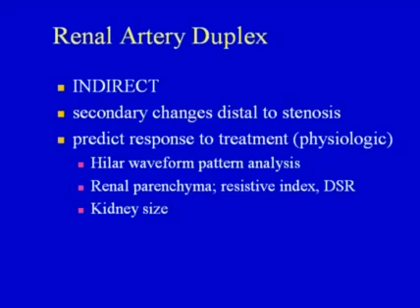Patients have been treated for renal vascular hypertension, and although they've improved the vessel wall and removed the lesion, the patient remains hypertensive. So essentially, they have surgical success but a clinical failure. So the newer studies are trying to identify those patients that are amenable to revascularization and have better outcomes. This includes doing hilar waveform pattern analysis, renal parenchyma, resistive index, diastolic-systolic ratios, and looking at kidney size.